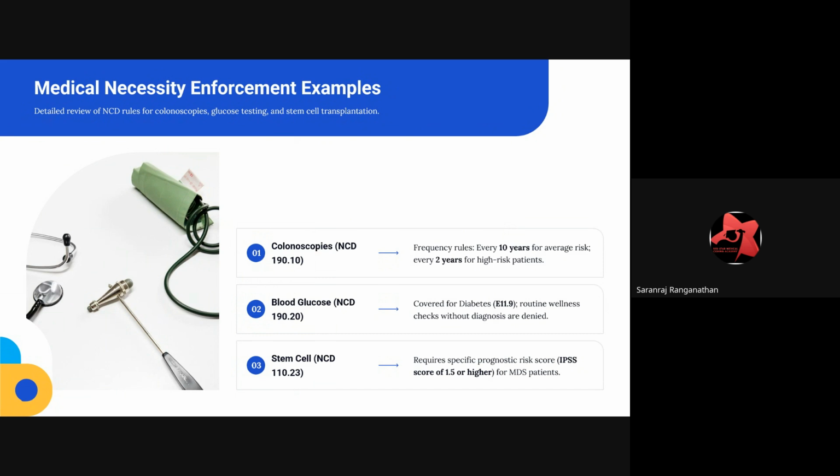Okay, 190.10 is the NCD article, we call it a policy article, that will explain to all the states what needs to be followed. Frequency rule: every 10 years for average risk, every 2 years for high risk patients. So some kind of guidelines will be there under that policy, under that article. Same way we have different articles for blood glucose and for stem cell, which need to be followed based on this policy in all the states.